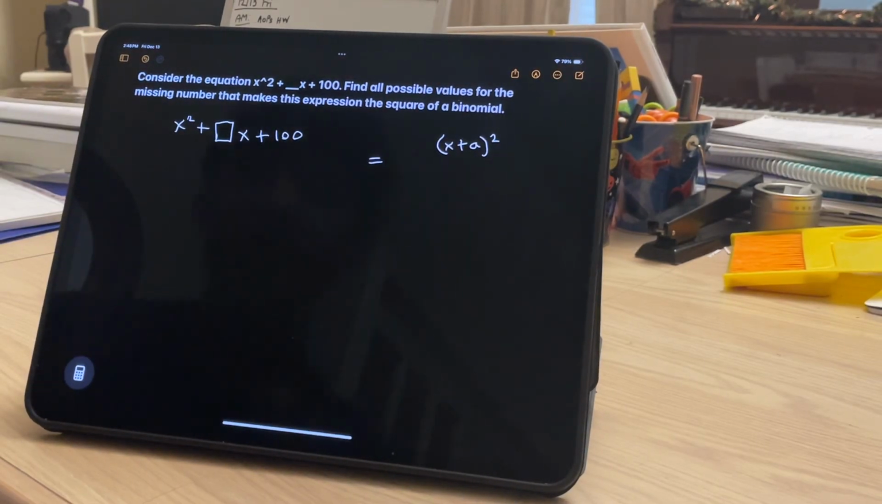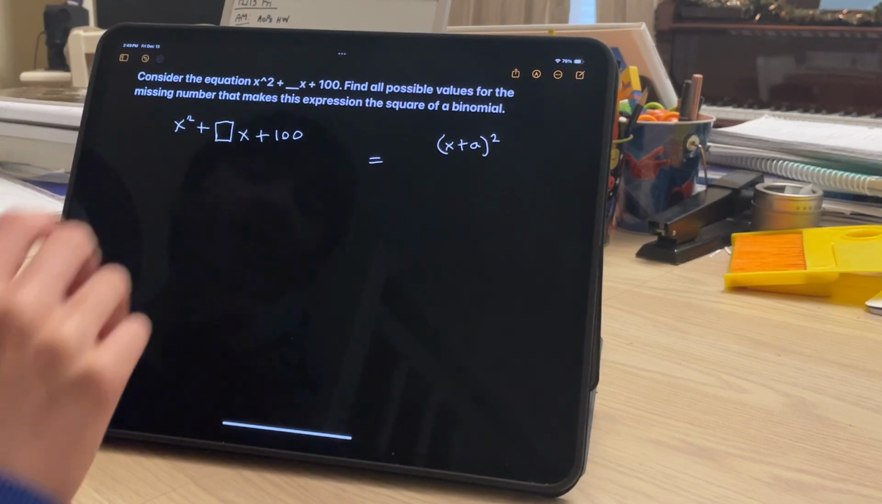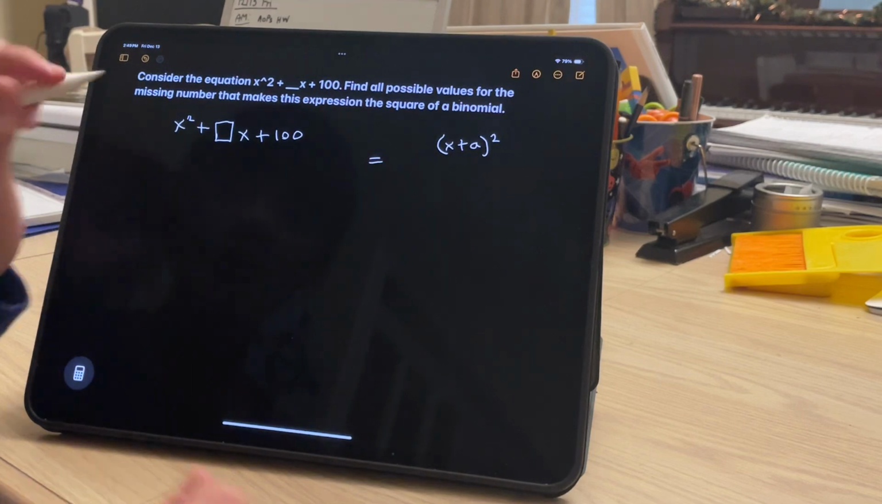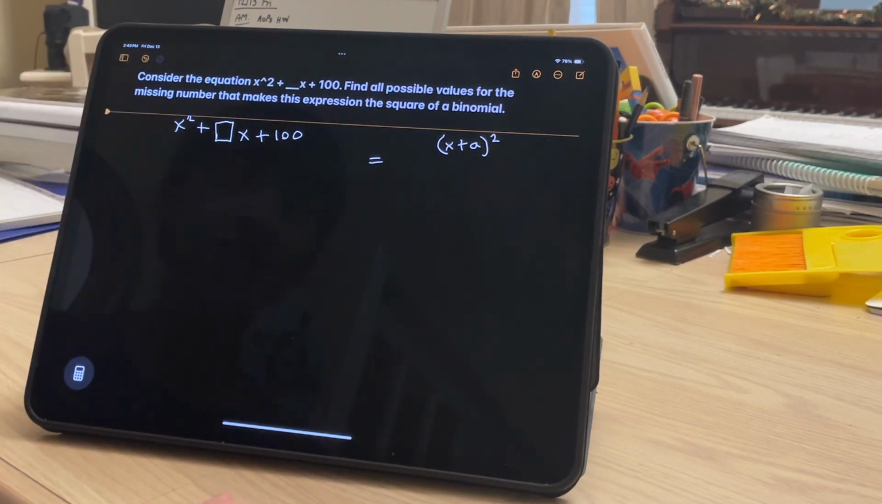In this video, we're going to be explaining how to solve this quadratic equations and binomials problem here. The problem statement says, consider the equation x squared plus blank x plus 100. Find all possible values for the missing number here that makes this expression the square of a binomial.